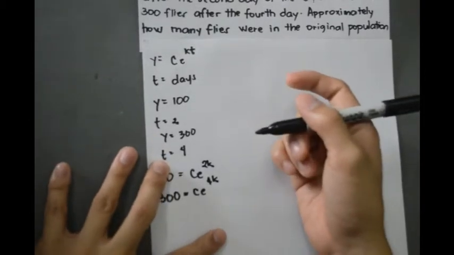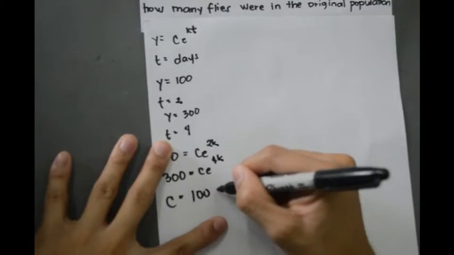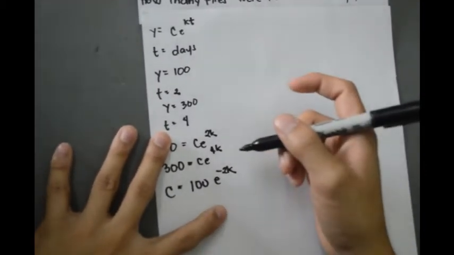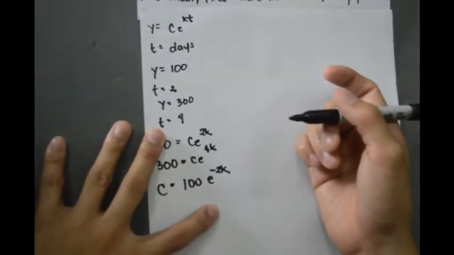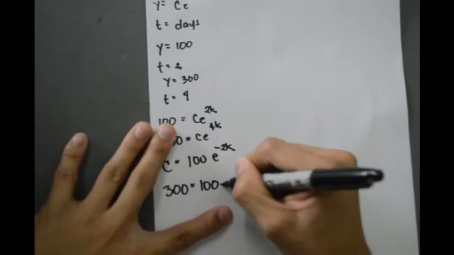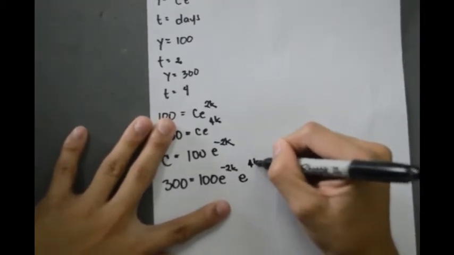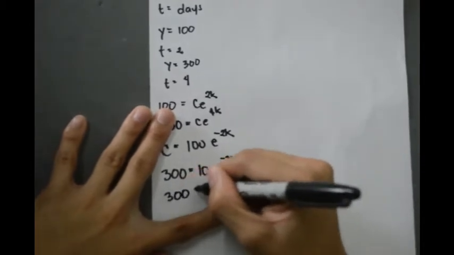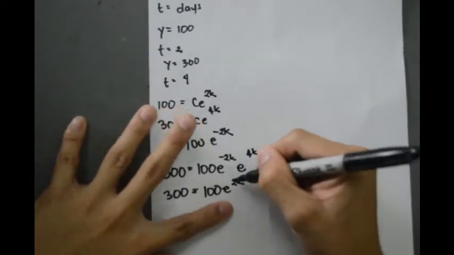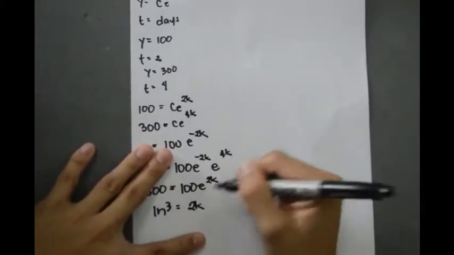From the first equation, you know that C is equal to 100 e raised to negative 2k. Substituting this value in the second equation produces the following: 300 is equal to 100 e raised to negative 2k times e raised to 4k. 300 is equal to 100 e raised to 2k, where ln of 3 is equal to 2k.